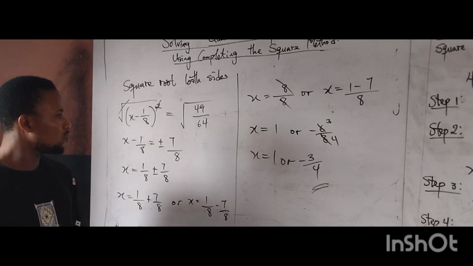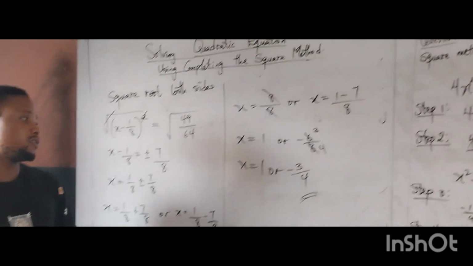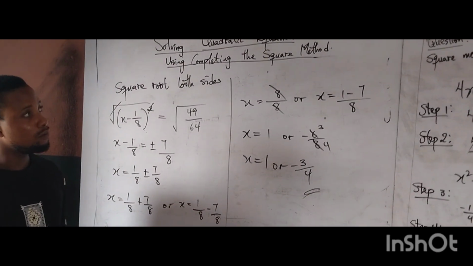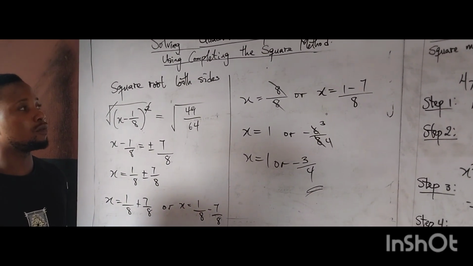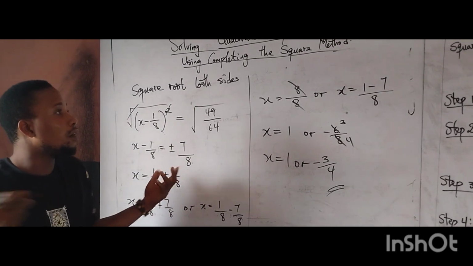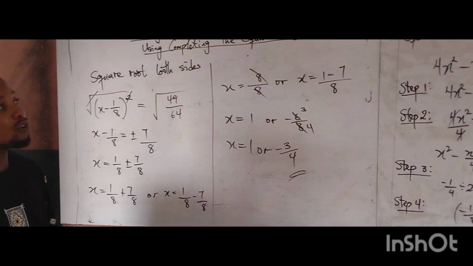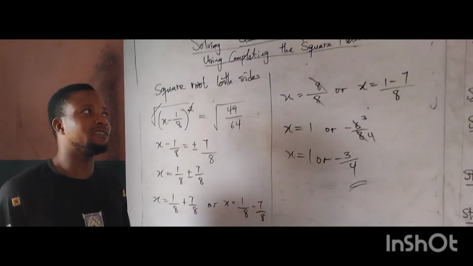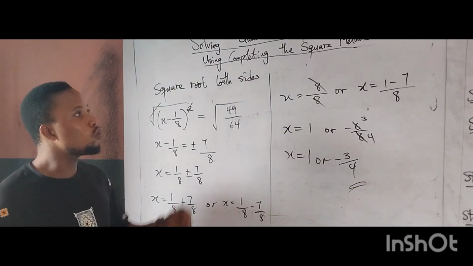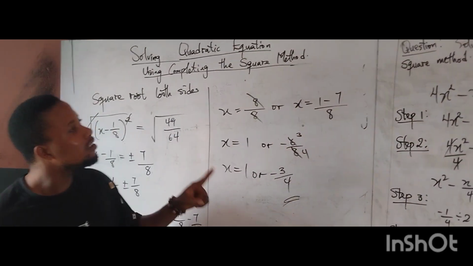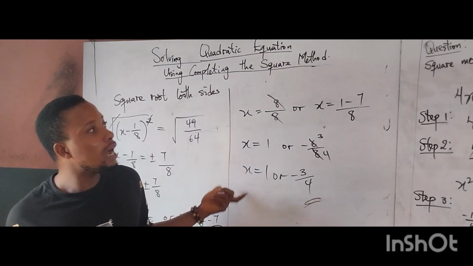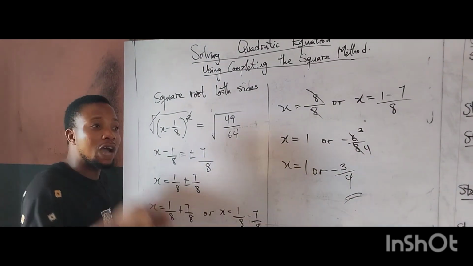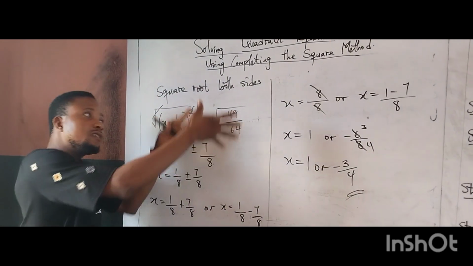Now, a particular student asked me, why are we going through all these forms? For a quadratic equation, we have different methods of solving. We have the factorization method, the graphical method, the general formula method, and this one. If you have a question and you cannot factorize it, you cannot use the factorization method, then you can use the completing the square method, the graphical method, or the formula method. The formula that we use for quadratic equations is generated from here.